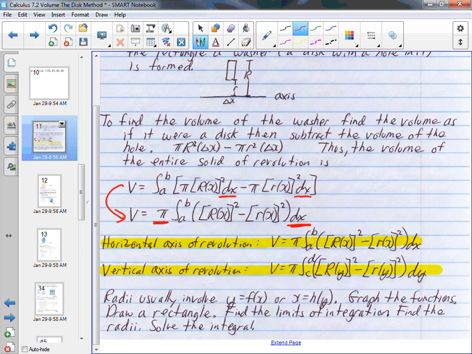And then here at the bottom of the page, radii usually involve y equals f of x or x equals h of y. I just didn't want to use f again. Graph the functions, draw a rectangle, find your limits of integration. I should have written in find dx or dy, label dx or dy, find the radii. That's usually the hardest part. Usually.